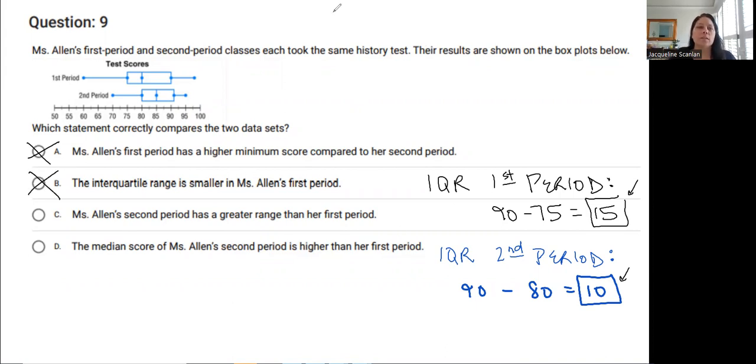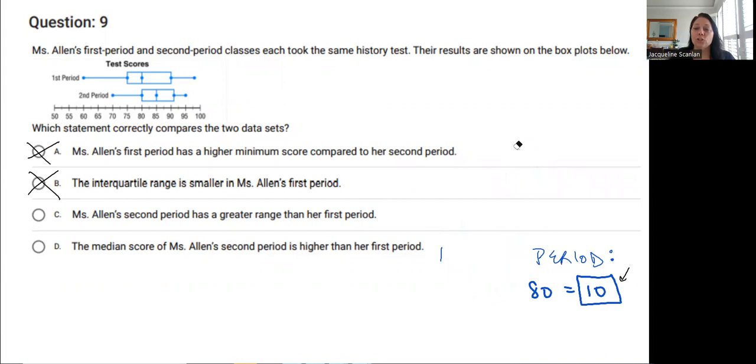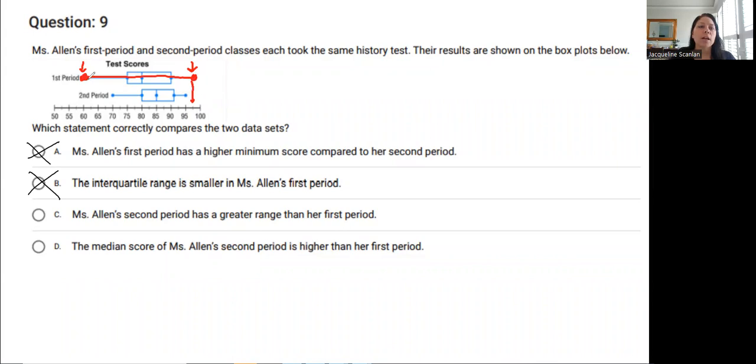All right, answer choice C says Miss Allen's second period has a greater range than her first period. It's not saying interquartile range, it's just saying range. Ladies and gents, the range, remember, is the distance from your minimum value to your maximum value. How far apart are those two numbers? That's called the range. So in order for us to find that, we're going to find out what our smallest value is and what our largest value is, and then we're going to subtract them, right? It's a little less intense than our interquartile range.